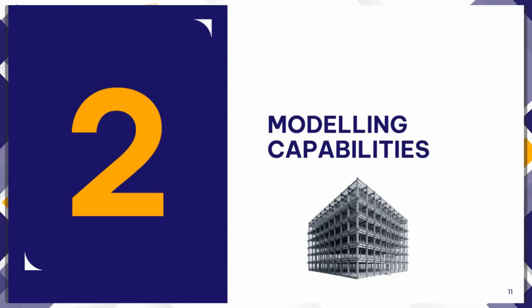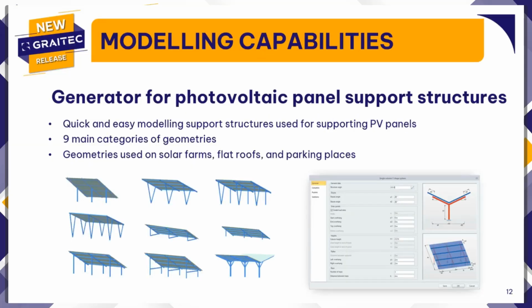The next chapter is related to the modeling capabilities. With this release, we introduce a new generator for photovoltaic panel support structures. The generator allows for modeling 9 different types of geometries that are applicable across various types of projects, including large-scale solar farms, residential rooftop installations, or carport structures.